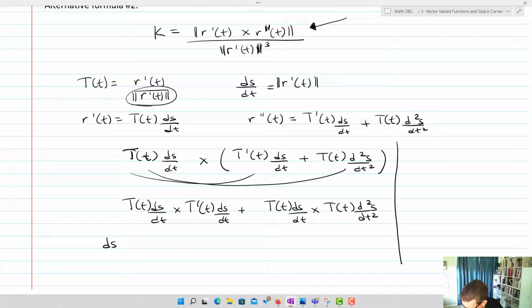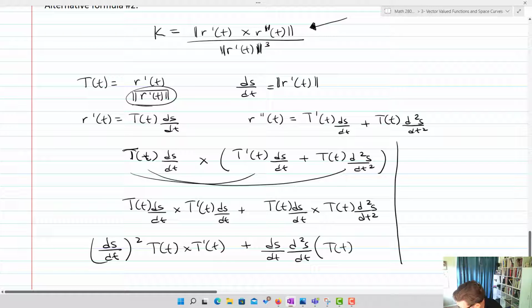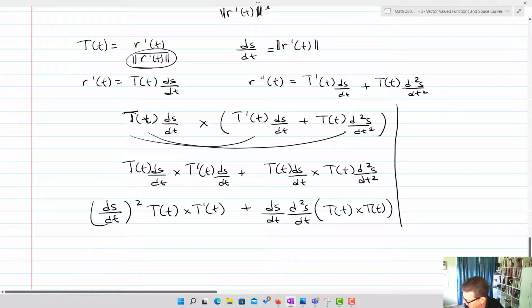So we're going to get (ds/dt)² T(t) cross T'(t), plus (ds/dt)(d²s/dt²) T(t) crossed with T(t). Those are just derived from our properties of the derivative of vector valued functions and the cross product.